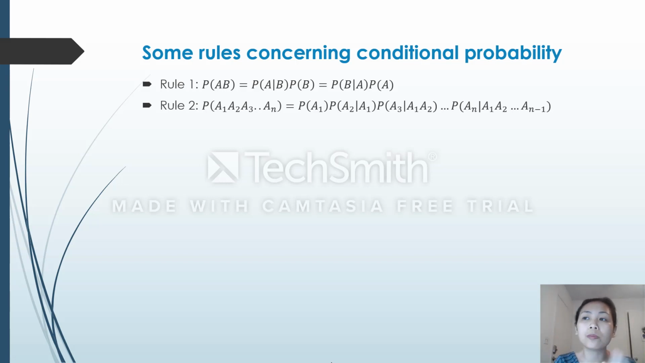So A1 is the event of choosing the first number. And then event A2, when we have already chosen the first number, is A2 given A1, and so on.